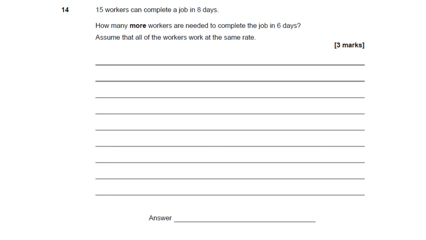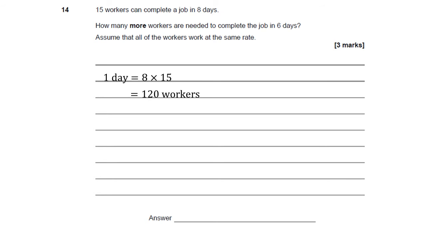So we've got 15 workers completing a job in 8 days. As we're changing the days, let's work out how many workers are going to be needed to complete this in 1 day. So doing it in 1 day, that's 1/8 of the time. So we need to work 8 times as fast. So we need 8 times as many workers. So 8 times 15 is 120 workers to get this done in 1 day.